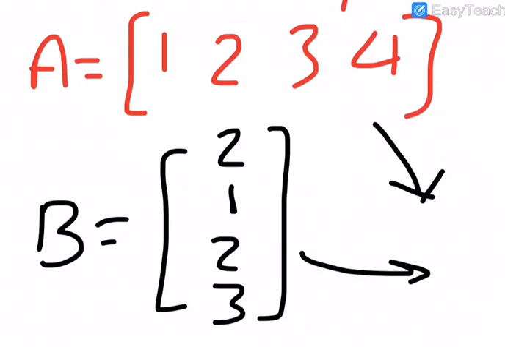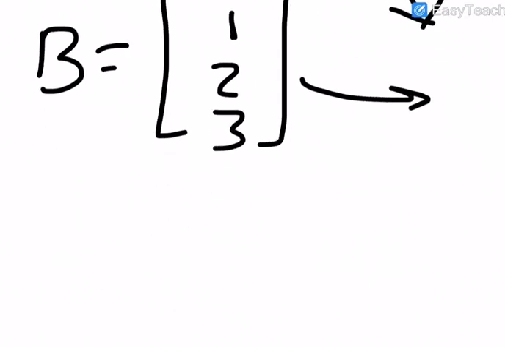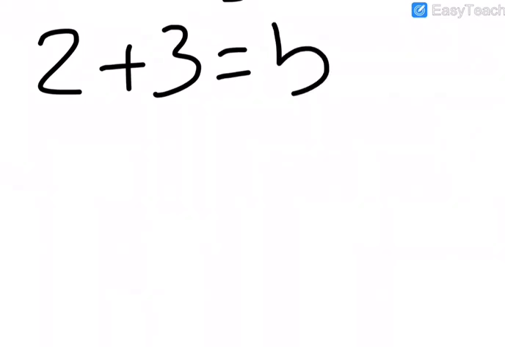Now the question is: can we do addition and subtraction for matrices as we do for numbers? Yeah, we can. It's simple. How? In numbers we say 2 plus 3 is equal to 5. Right? Actually, the numbers are also matrices.